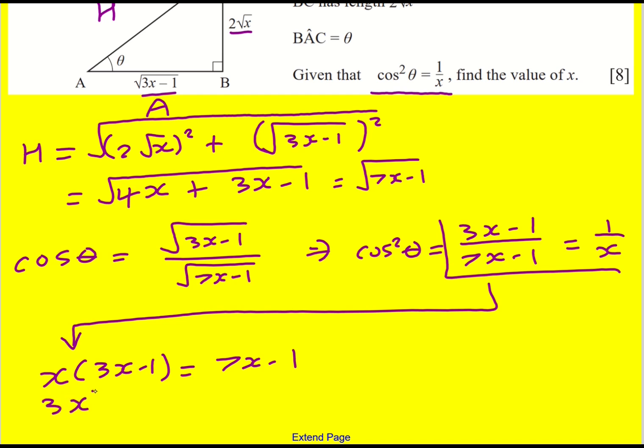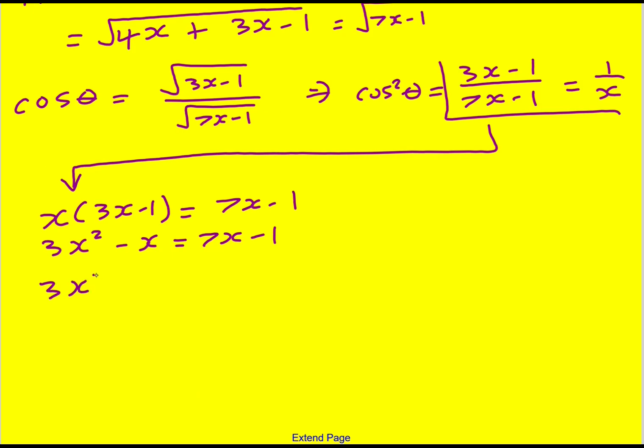Okay, we got ourselves a quadratic. 3x squared minus x is 7x minus 1. So 3x squared minus 8x plus 1 is equal to 0. You could try and factorize this. It'd be tempting. Actually, it doesn't factorize. So we're going to need to use the quadratic formula.